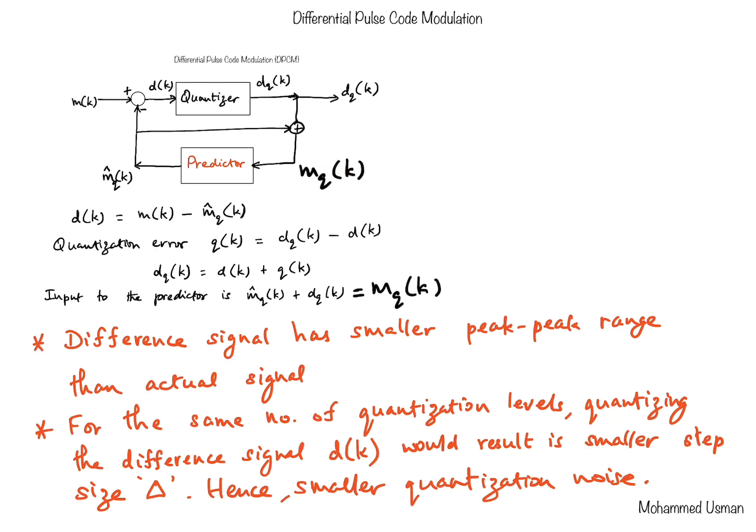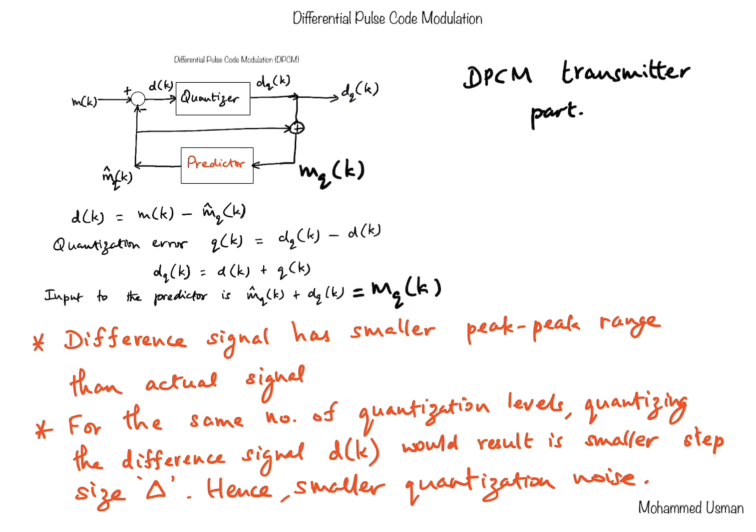What you have seen in the previous class, and the diagram on your screen here, is the transmitter part of a DPCM system. So this is a DPCM transmitter, where we quantize the difference signal d of k and get dq of k, and that dq of k gets transmitted further for processing.